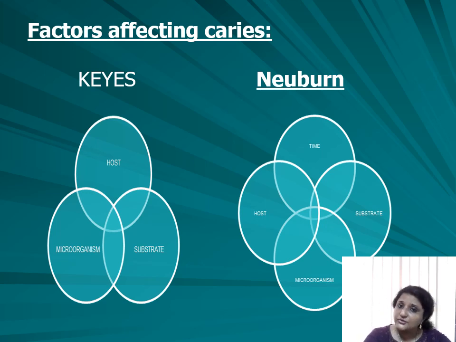No. So that is when Newbrun put forward a fourth factor, time. He said that in addition to the host, the substrate, and the microorganism, time is a vital factor that results in the formation of caries. So Keyes had the triad, whereas Newbrun had the tetrad.